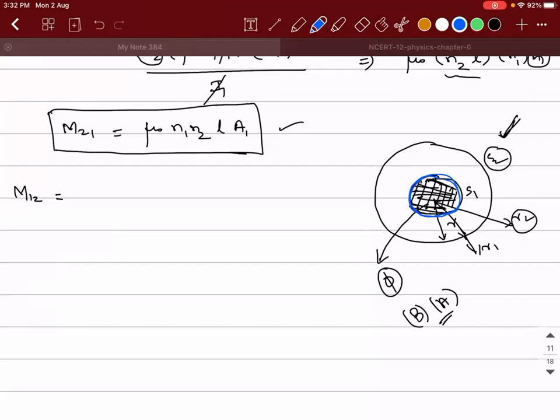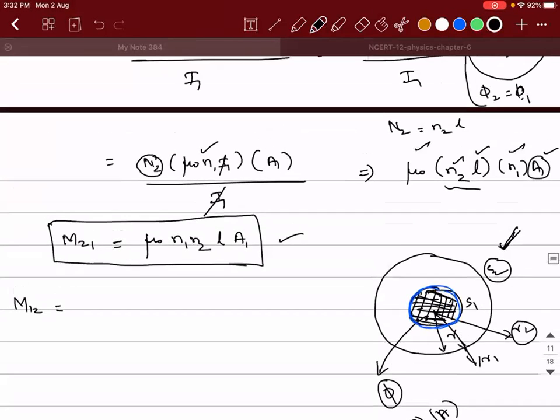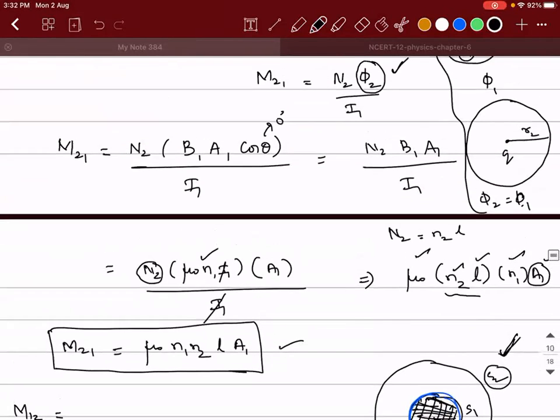Sir, so we should take the smaller area. Yes, that's right. That is the reason why I took it as A1. This is an important step. This is the place where many people make mistakes.